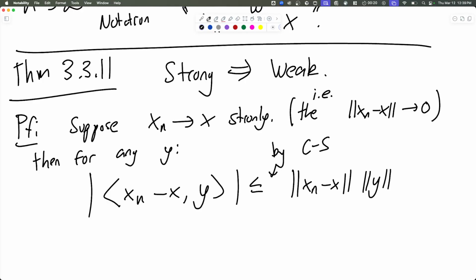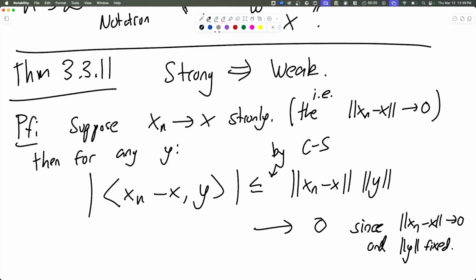Right? So you give me y, I do the inner product of my difference with y, and that is less than just the norm of me times the norm of you. And that's going to 0, since xn minus x goes to 0 and y is fixed. Because you can't change your y halfway, y is some constant number. This is something going to 0 times a constant, so that goes to 0. Okay, so that's strong implies weak. So that kind of makes sense.